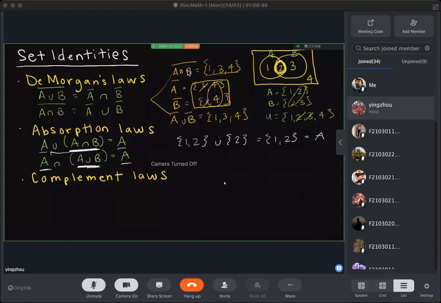Lastly, let's take a look at the complement laws. We have A union not A.